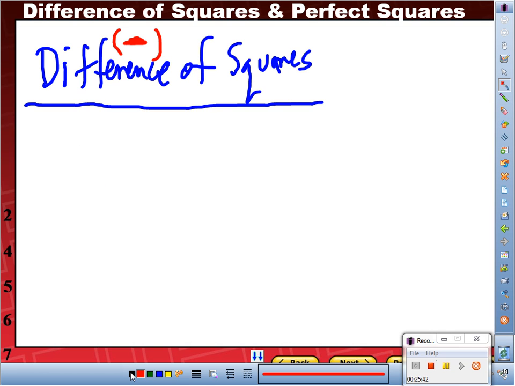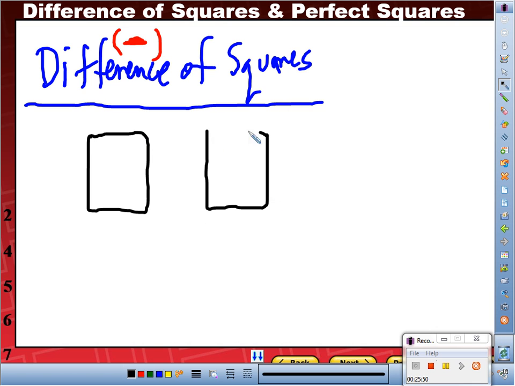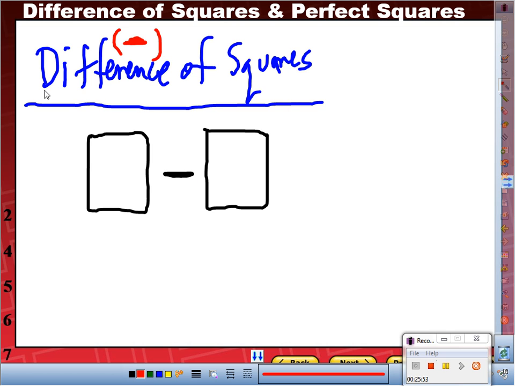Here's one square. Here's another square. And they are subtracting. That's why it's called a difference of squares. Are we there?